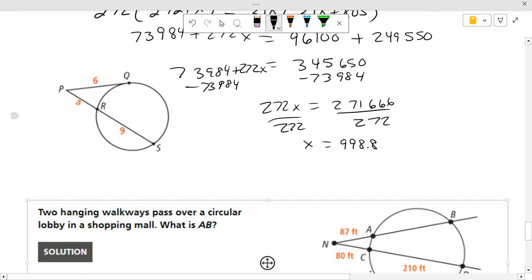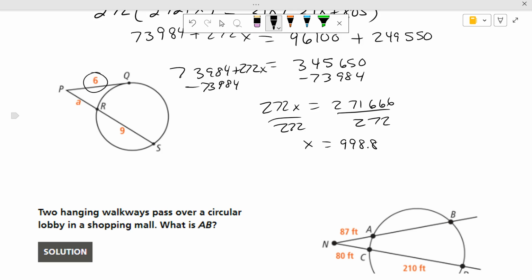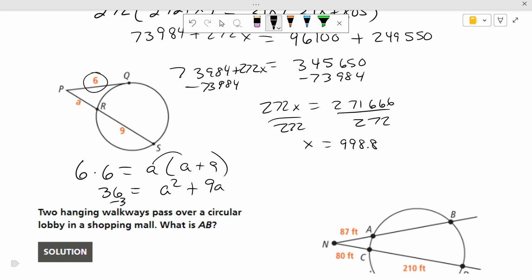Let's look at this one. The outside times the whole thing. Well, 6 is both the outside and the whole thing. So 6 times 6 equals the outside A times the whole thing, A plus 9. This is where it gets more complicated. 36 equals, what's A times A? A squared plus A times 9 is 9A.